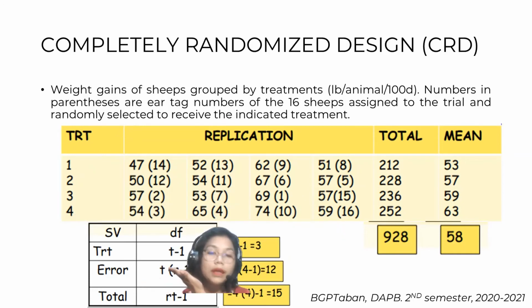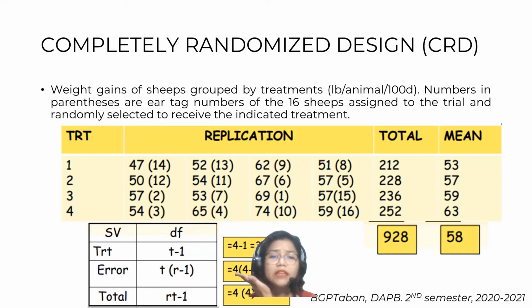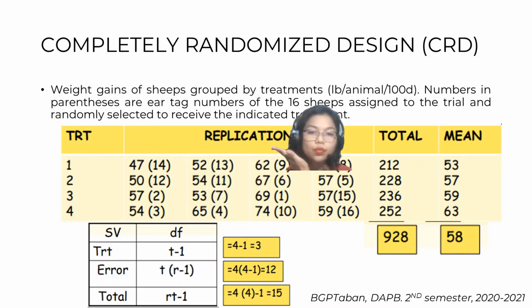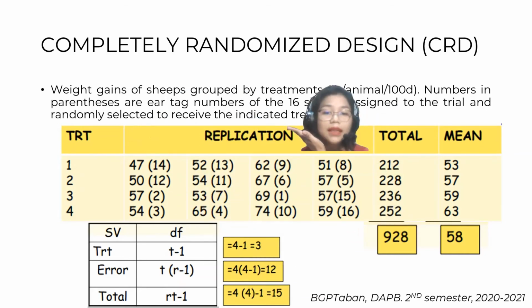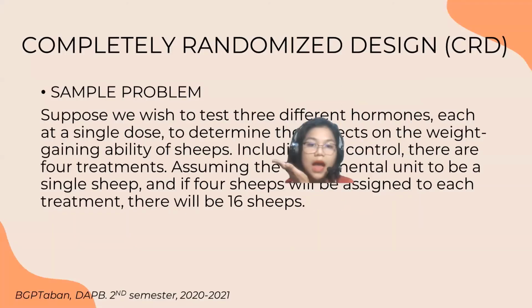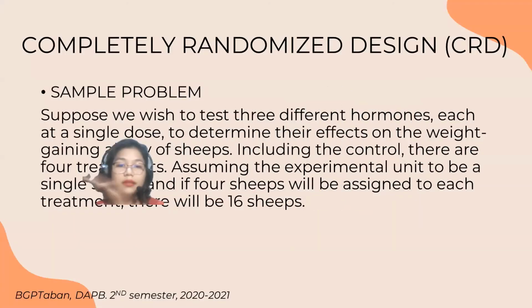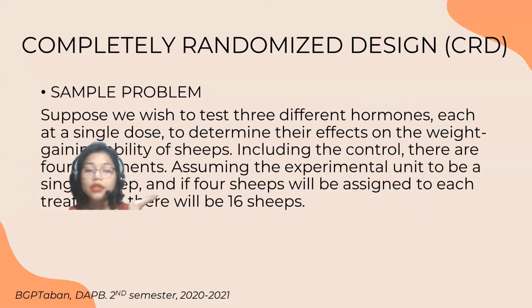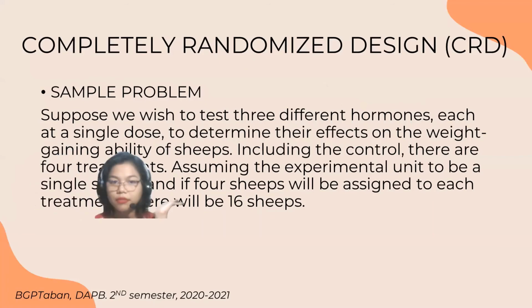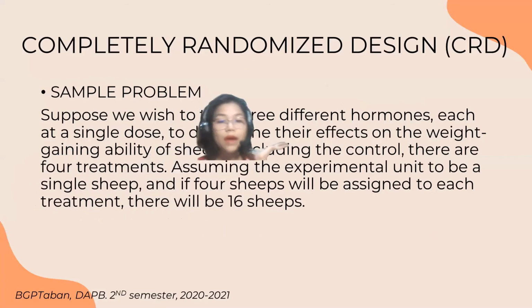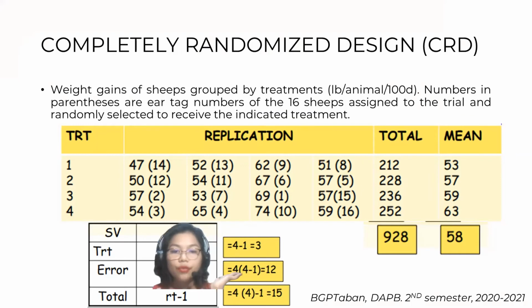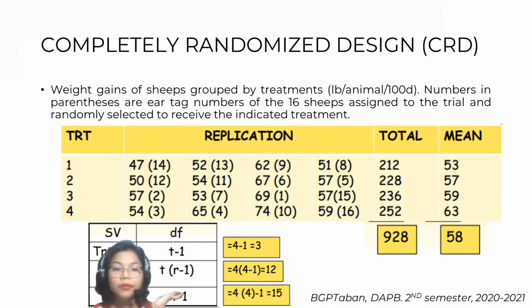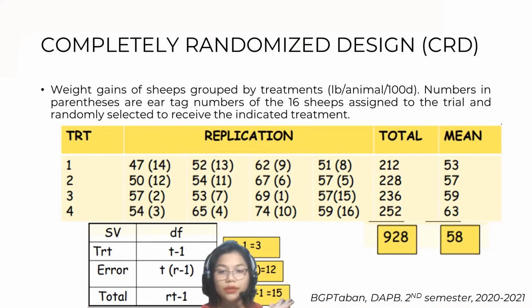Yung error naman po, T times R minus 1. Ano po ba yung T natin? Or ulit. Ano po ba yung replications natin? 4 ulit. Kasi, 1, 2, 3, 4. So, sabi din sa ating problem kanina, including the control, there are 4 treatments. Assuming the experimental unit to be a single sheep, and if 4 sheep will be assigned to each treatment. Ito po yun. 4 sheep daw. Yun po yung ating replication. So, T times (R minus 1): 4 times 3 is 12. For the total naman na DF, we just multiply replication times treatment. So, 4 times 4 is 16 minus 1 is equals to 15.